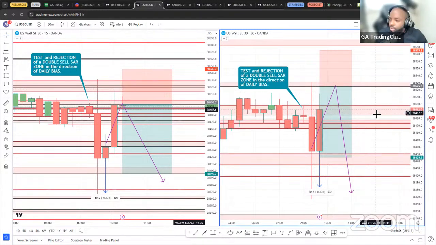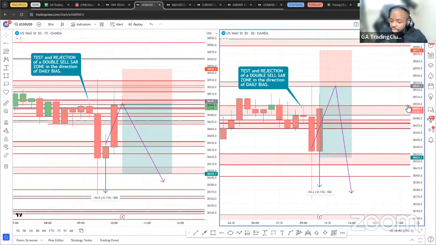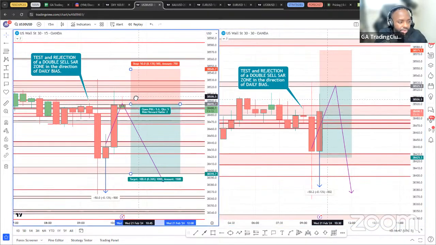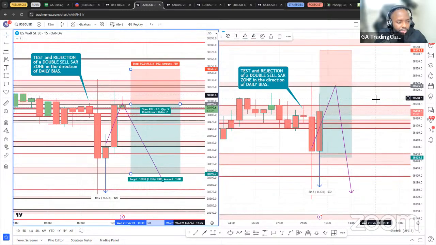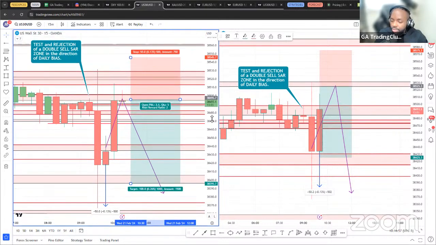Yeah, not sure we're going to get it because we're having some rejection here, unless we get a nice quick push to the upside. So not in this 15-minute trade. So let me move that away because I'm looking to take the 30-minute. But hoping we get it, because it looks like it might start melting back to the downside now.